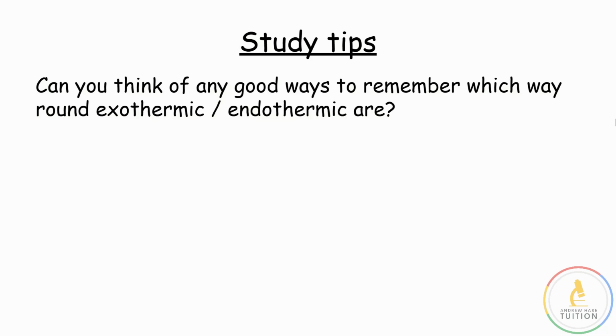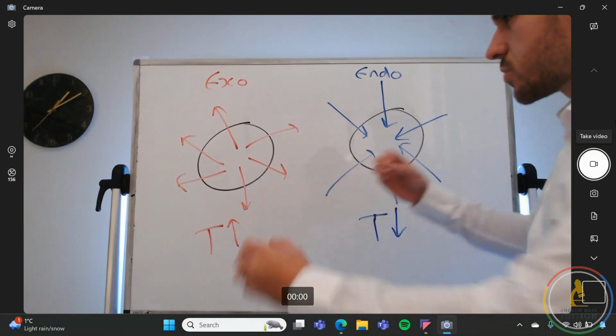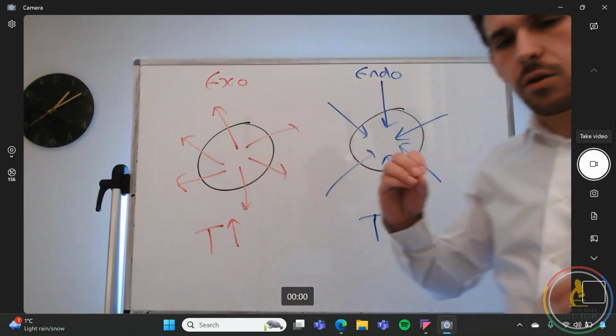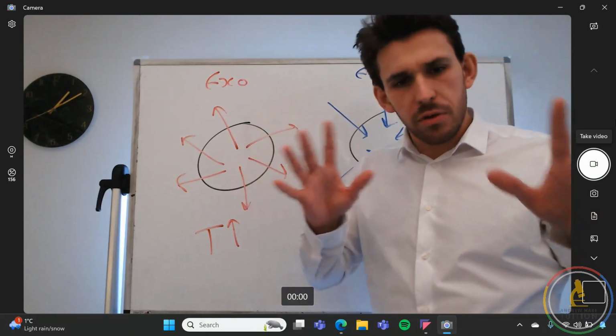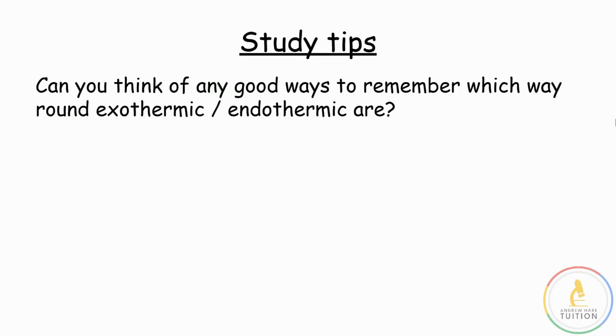So again, you don't need to pause the video, but just have a think. Can you think of any good ways to remember which way round it is? Which one's exo and which one's endo? Maybe you can think about some other places where you've heard these prefixes, exo and endo. Okay, now maybe you came up with some of your own, which would be fantastic. But if not, here's some of mine.